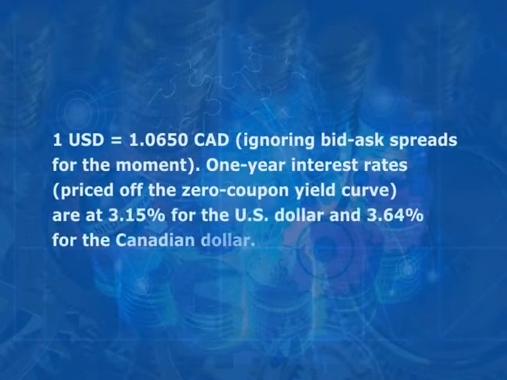As with spot currency quotations, forwards are quoted with a bid-ask spread. Consider US and Canadian rates as an illustration. Here we are taking the currencies of two different nations for convenience, as the American dollar and Canadian dollar are easily comparable. Suppose that the spot rate is presently 1 USD equal to 1.0650 Canadian dollar, ignoring the bid-ask spreads for the moment. One-year interest rates, priced off the zero coupon yield curve, are 3.15% for the US dollar and 3.64% for the Canadian dollar.